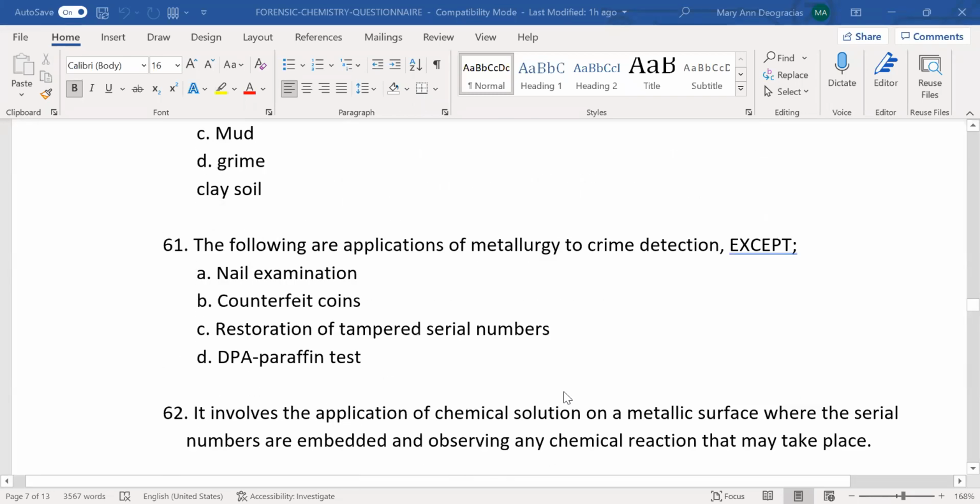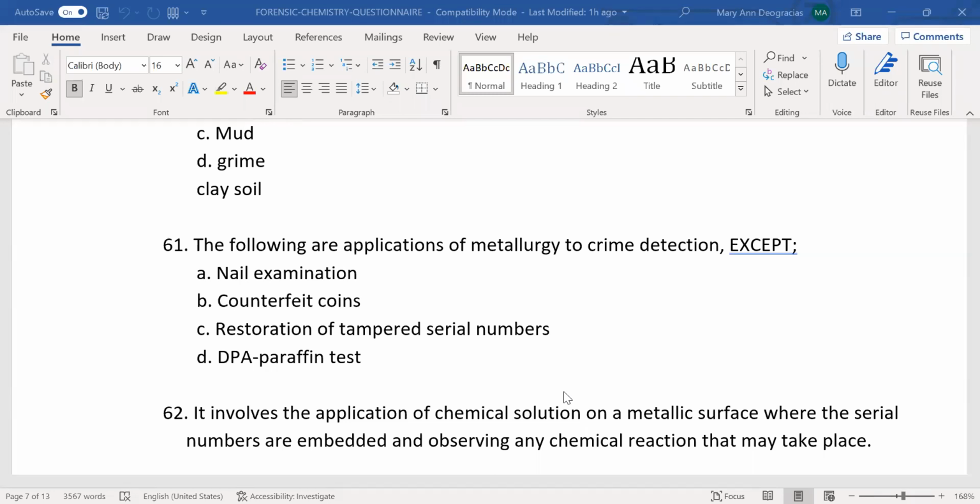61. The following are applications of metallurgy to crime detection. A, nail examination. B, counterfeit coins. C, restoration of tampered serial numbers. D, DPA paraffin test. Sagot? D, as in Delta. Nail examination is included as one application of metallurgy to crime detection, guys.